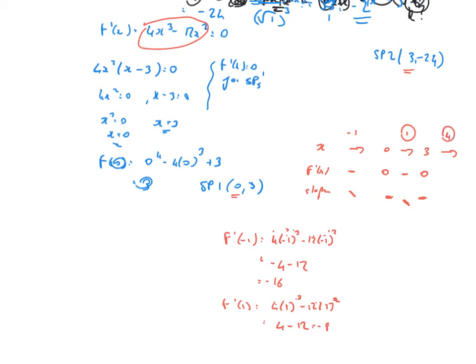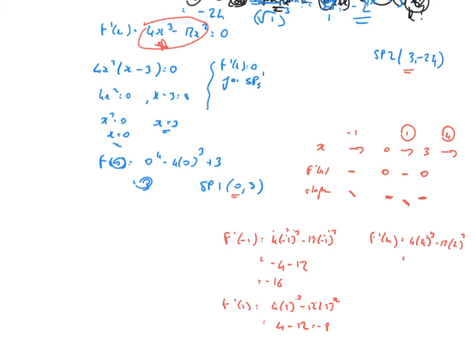Okay, now let's try 4. F dashed 4. Remember, why am I putting it into the differentiated function? Because that's the one that will tell me about the slope, it will tell me about the gradient. Okay, so that's 4 lots of 4 cubed minus 12 lots of 4 squared.